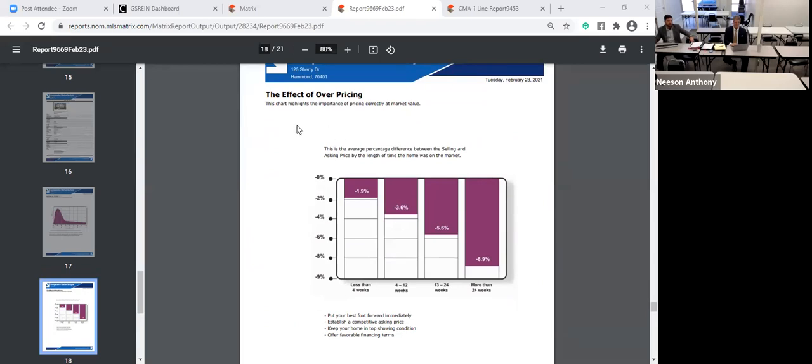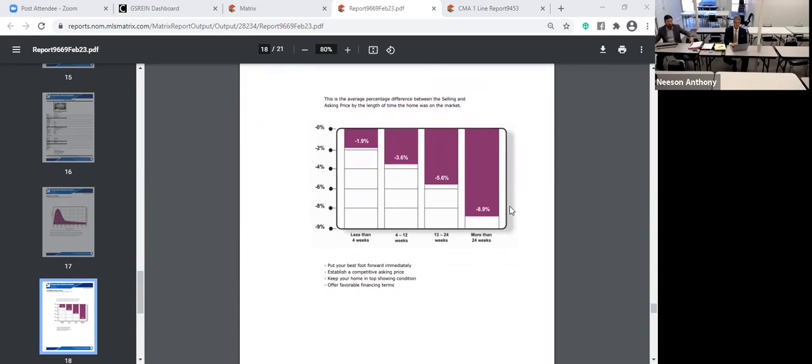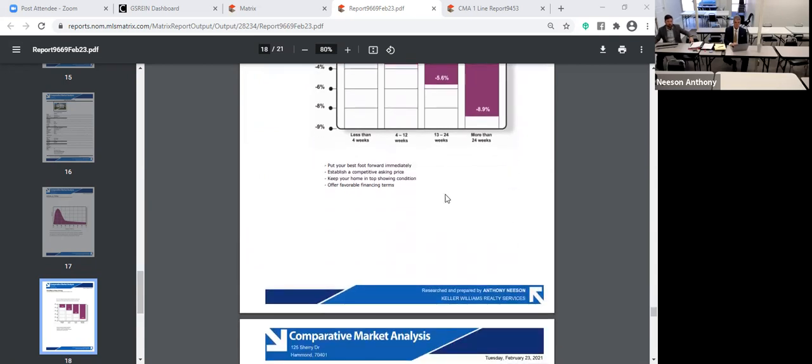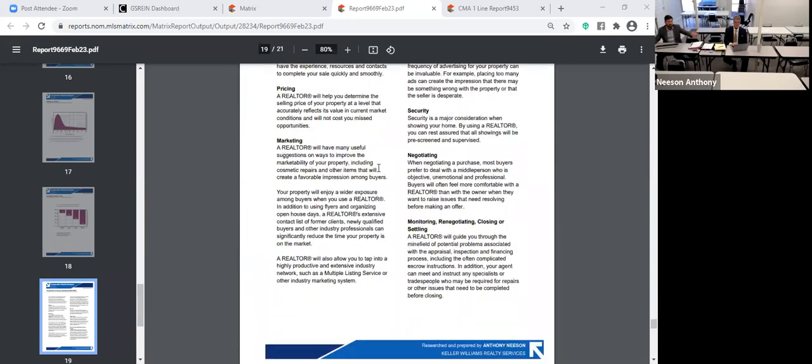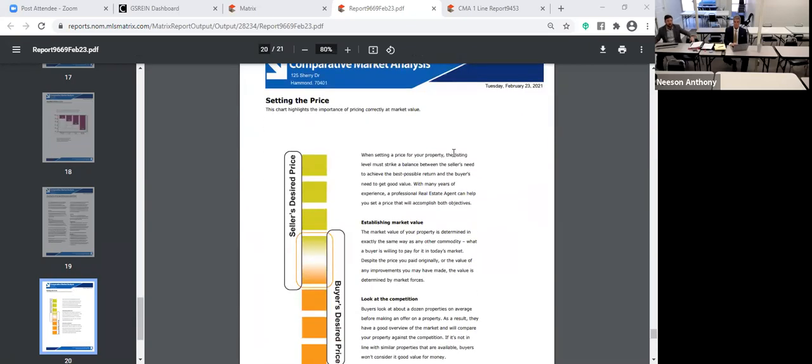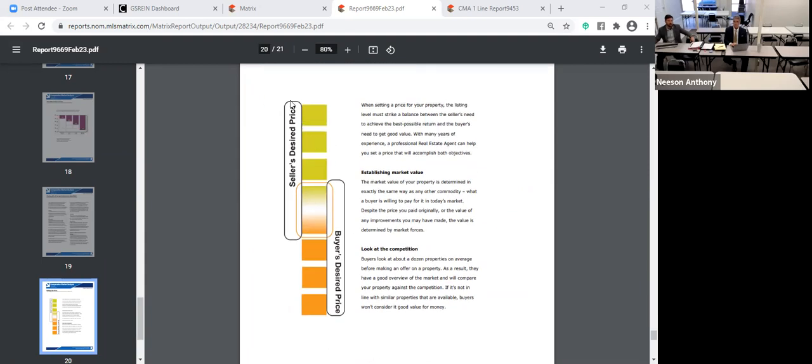Another graph, right? Effects of overpricing. I'm not going to go through all of these, but you can see, obviously the longer it's on there, the worse it is. I picked that benefits of using a professional realtor. If you want to use it, great. Here's another one on setting the price, right? Seller's desired price, buyer's desired price. But we want to get in the middle. I've seen that one before. That's good. This is market value. We want to make sure we hit this, not here, not here. We want to get you in here.